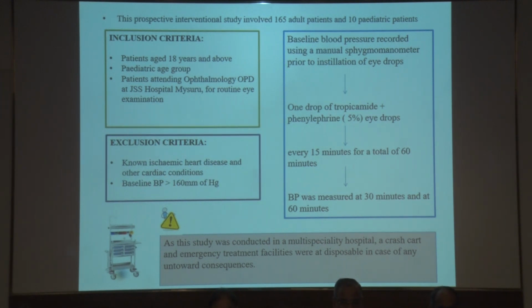The baseline blood pressure was recorded using a manual sphygmomanometer prior to the instillation of eye drops. 1 drop of tropicamide with 5% phenylephrine eye drops was instilled every 15 minutes for a total of 60 minutes, and the blood pressure was measured at the end of 30 minutes and 60 minutes. And as the study was conducted in a multi-speciality hospital, a crash cart was available and emergency treatment facilities were at disposal in case of any untoward consequences.